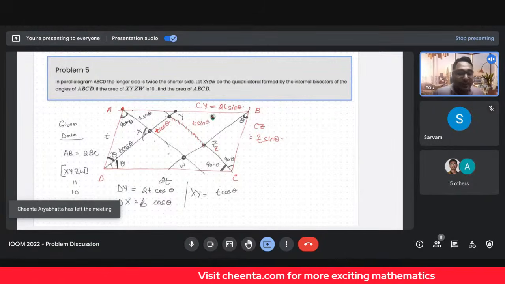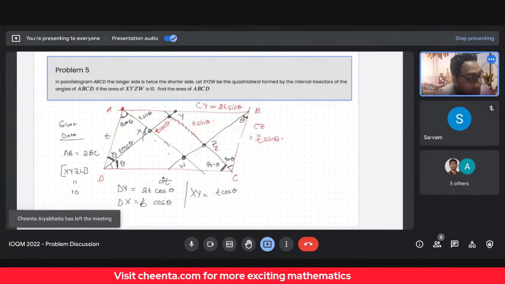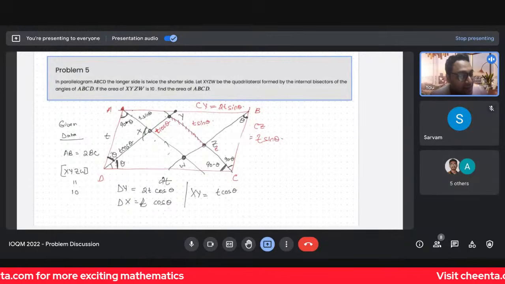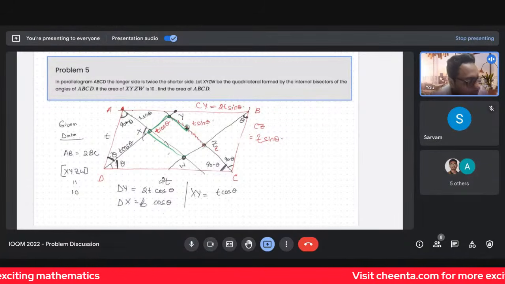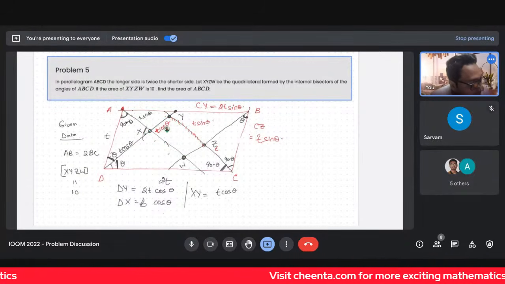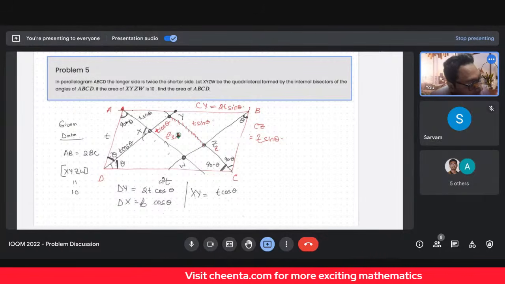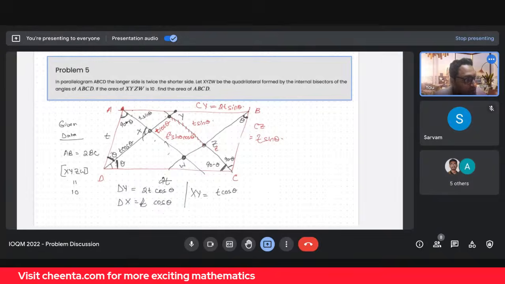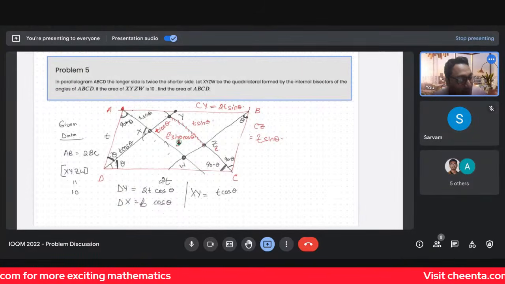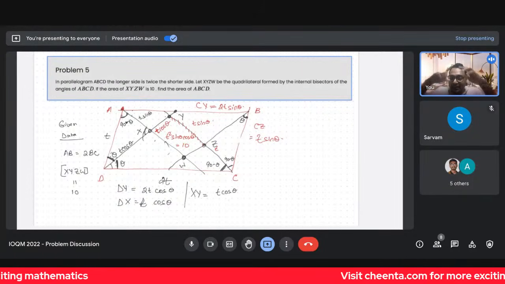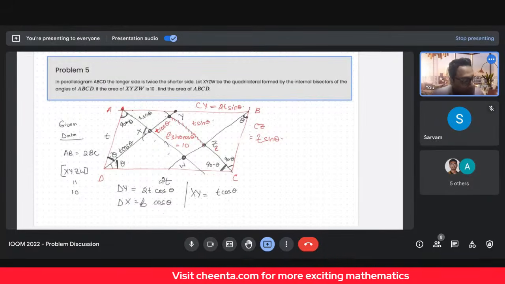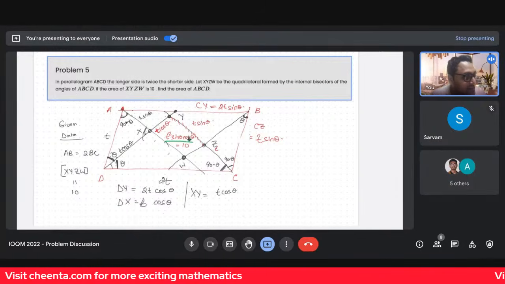So that means this particular rectangle XYZW, its area is t square sine theta cos theta, which is simply 10, because that's given. The area of the inside quadrilateral is given to be 10. So you know t square sine theta cos theta is 10.